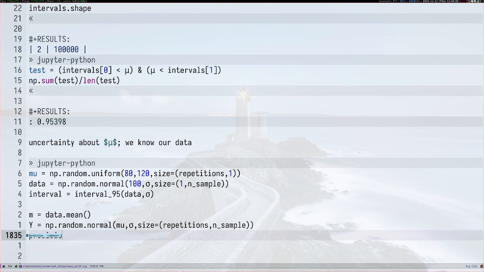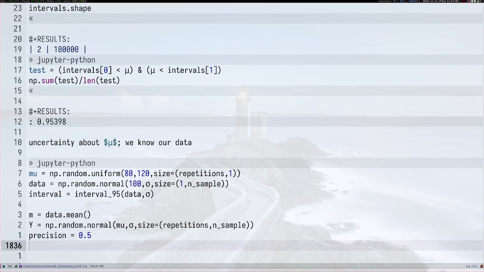Now we define precision, which basically means how close should the generated sample be compared to the data that we have. So it was this sample over here. And here I will work with a precision of 0.5. Given that we're drawing from a distribution which has mu varying between 80 and 120, 0.5 is pretty small, but feel free to reduce it if you want to experiment with that to get higher precision.